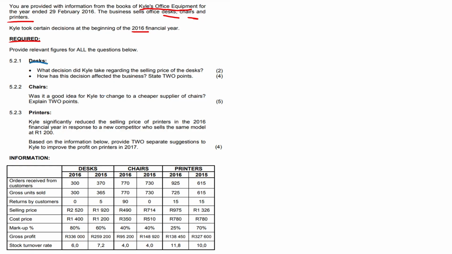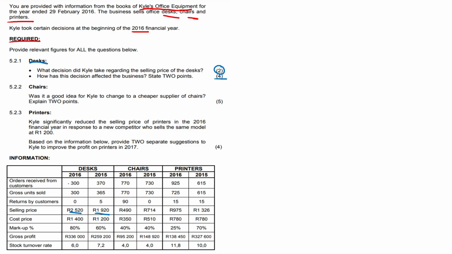Okay, so desks. What decision did Kyle take regarding the selling price of the desks? So if you look very carefully, he increased the selling price from 1,920 to 2,520. That's it. That's all you say. Finished. Next. How has this decision affected the business? State 2 points. Okay, so the first answer was relatively basic, right? It was just 2 marks. This is a 4 marker, so we need a bit more meat on this answer.